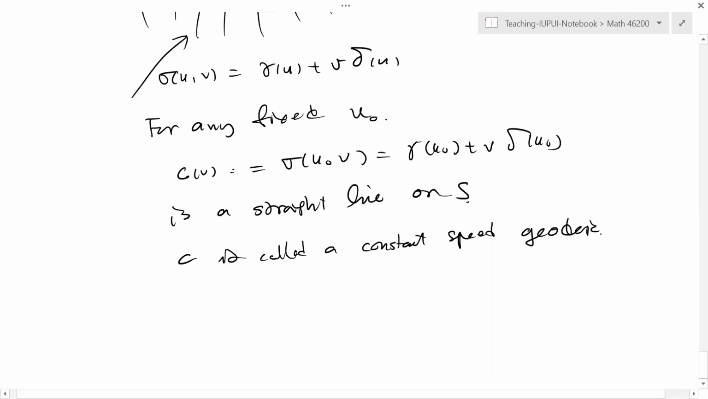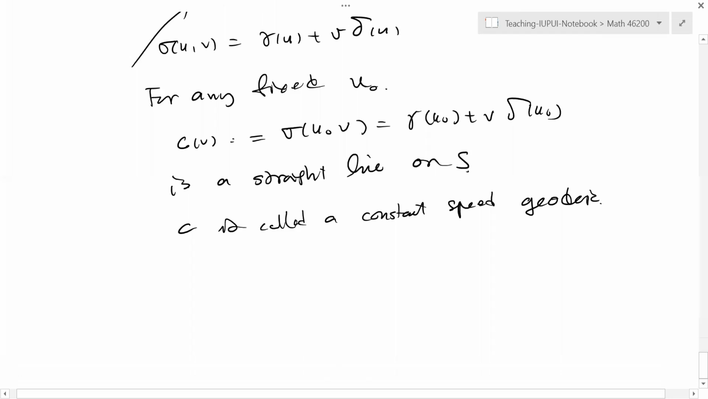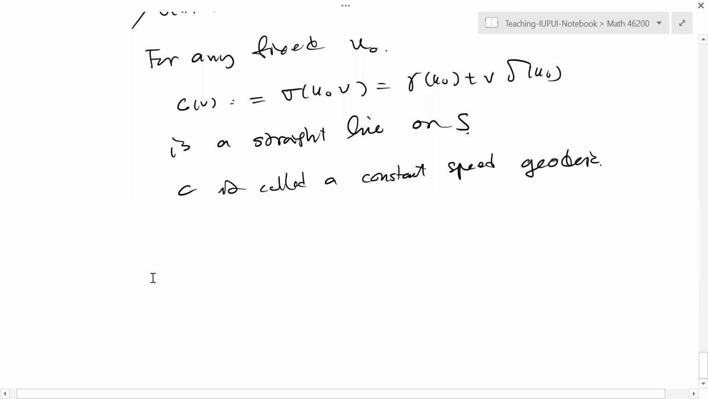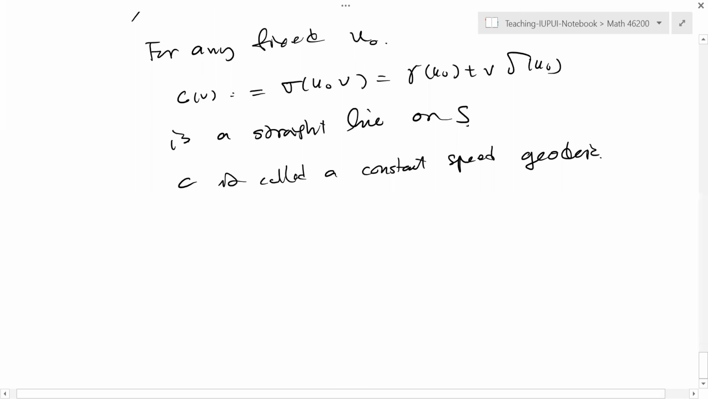So all straight lines in the plane are geodesics, as are the rulings of any ruled surface. Okay, another problem here, let's look at an example. Consider normal sections of a surface.